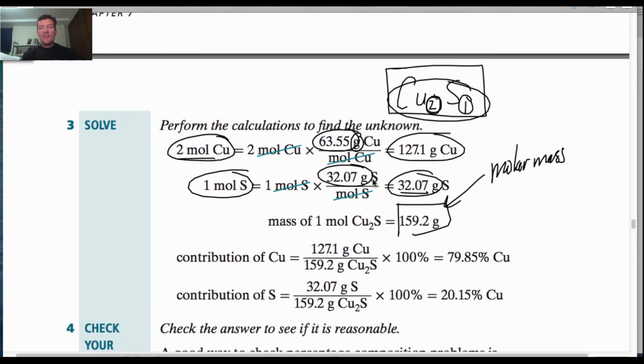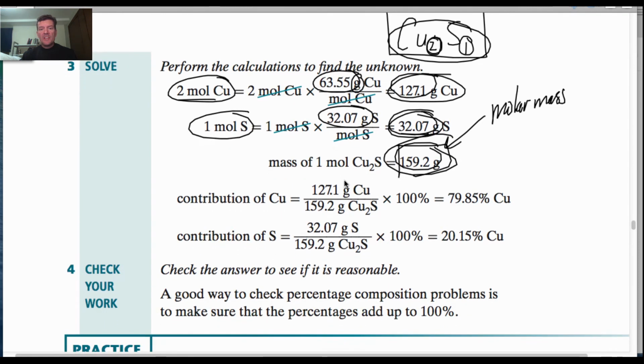Now we want to find out what percentage of this total mass is copper and what percent of the total mass is sulfur. So all you do is take the individual masses of each element, in this case copper, and divide by the total and multiply by 100. So 79.85% of the total mass is because of the copper in the compound.